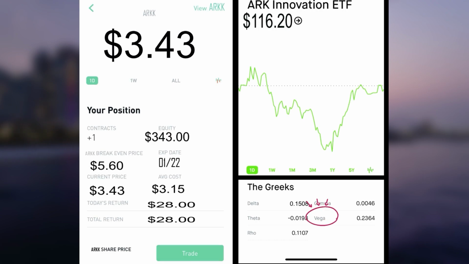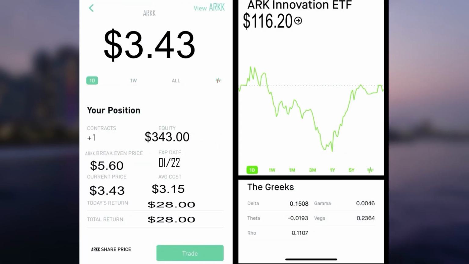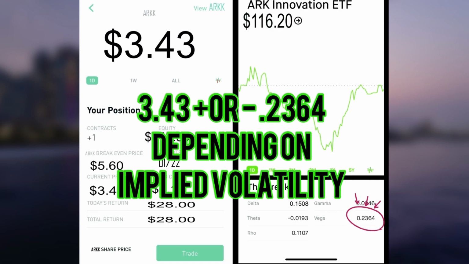Moving on to the Vega. As you can see, the Vega is 0.2365, so we can round that up to 0.24. The Vega is directly related to the implied volatility. So if you see the implied volatility go up or down 8%, it shows that the Vega will either add or deduct 24 cents to your premium, depending on the direction of the implied volatility.